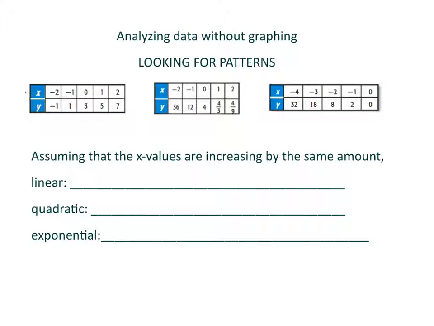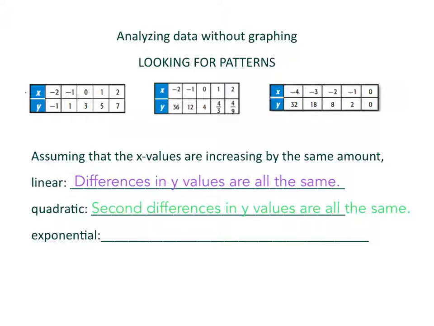So in the last example, we graphed data and determined what type of function we had. But now let's analyze data without graphing and look for specific patterns. So, assuming that x values are increasing by the same amount for a linear function, differences in y values are all the same. Assuming that the x values are increasing by the same amount for a quadratic, second differences in y values are all the same. And assuming that the x values are increasing by the same amount for exponentials, ratios of successive y values are all the same. So let's take a look at our 3 tables above.